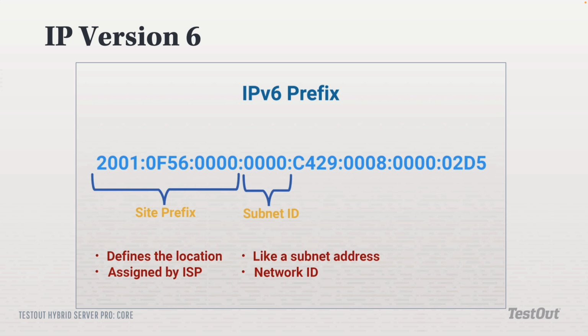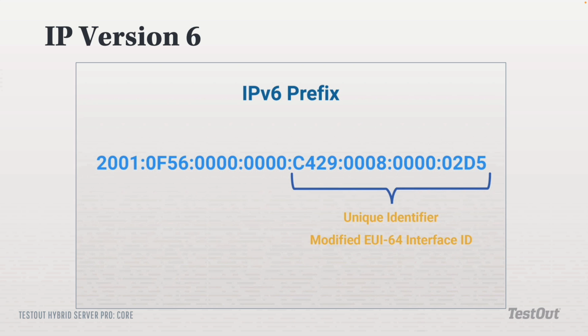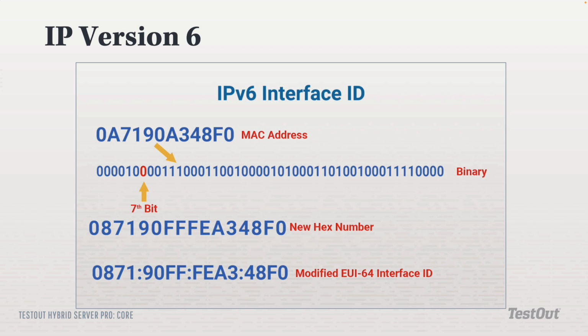The first one is the site prefix. You can see here, that's going to define the location. And then the last section there is the subnet ID. So this is breaking it down into more organized sections. Like this could be the north section of our coverage area, this could be the west section, this could be the central section. It just helps us to organize things a little bit better. And then the last part is our MAC address, where it's the unique identifier.